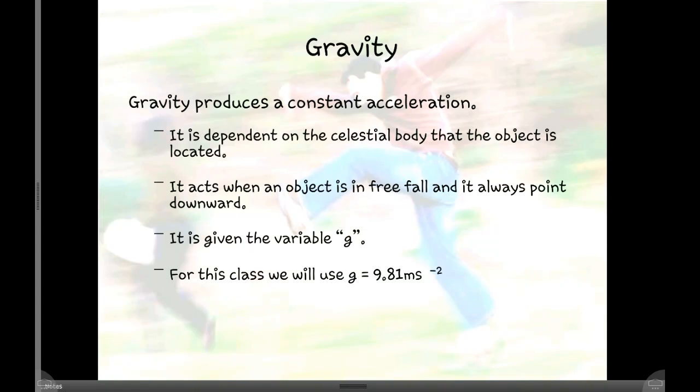And so we'll just assume that it's constant throughout the whole Earth. It acts on an object when it's in free fall, and it always points down. Alright, so it's always pointing down, which makes it nice when we do our calculations. We give it the variable g, and for this class we'll use g equals 9.81 meters per second squared. Now if you're an engineer, you'll probably use 10 meters per second squared. You can also use 9.8, but let's just keep it at 9.81 so we keep the significant digits.